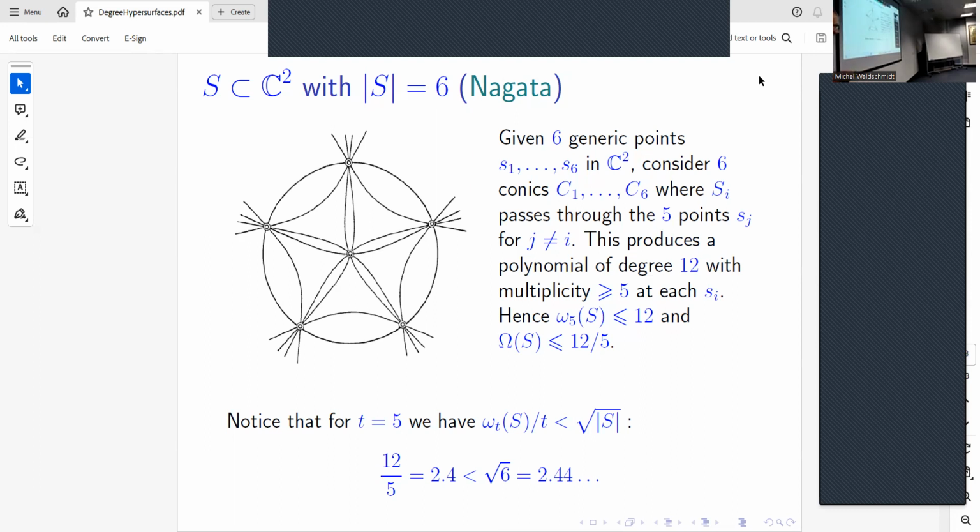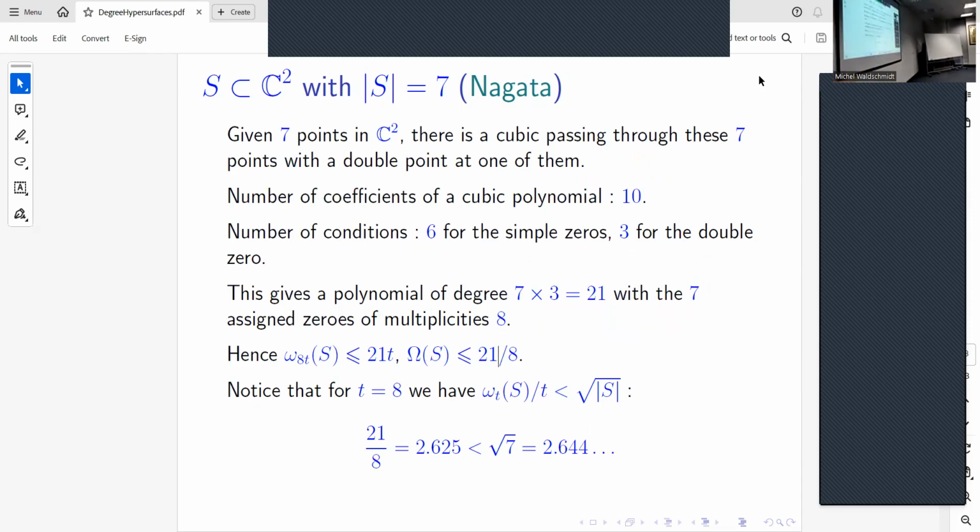Okay, this is 6. Next, for 7, Nagata has another construction. And the other construction is the following. You have 7 points in the plane. And with 7, you need a cubic which passes through all these points. So the number of coefficients of the cubic is 10. If you just ask that it passes through the points, there are 7 conditions. But you can get 2 more, because the number of coefficients is 10. And the 2 more is to ask a double zero at one of them.